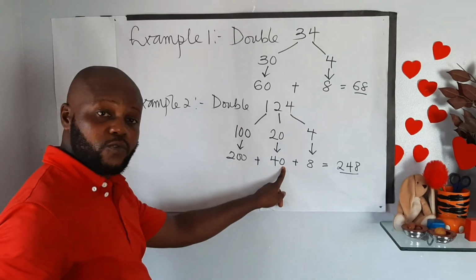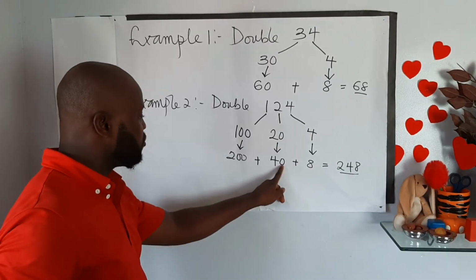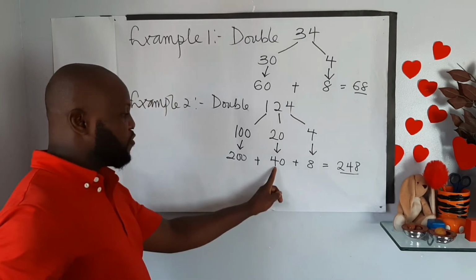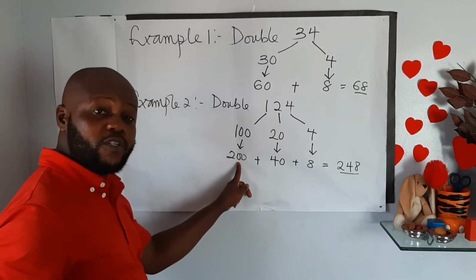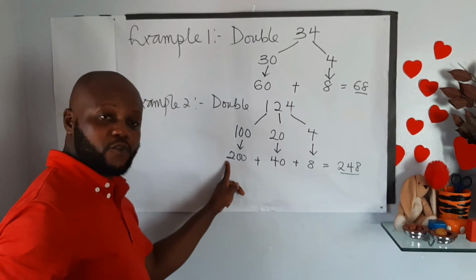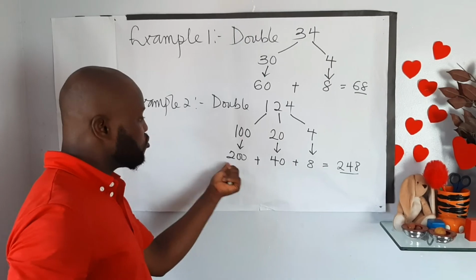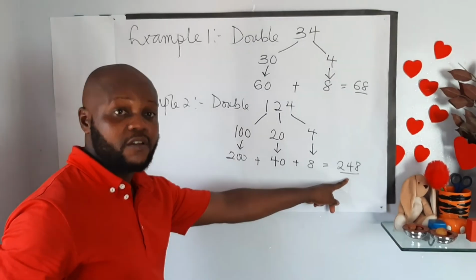0 here is a placeholder for 40. The 0 here is also a placeholder. So 8 plus 0 is 8. 4 tenths plus 0 here, which is a placeholder, will give me 4 tenths. Then I know I have 200 here. This does not have 100. So 200 will give me 248. So that's it.